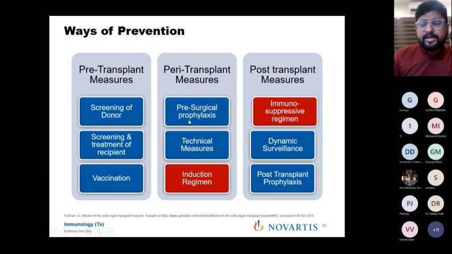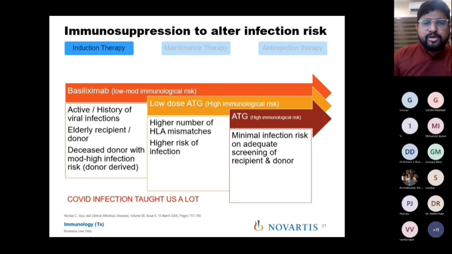Peri-transplant measures: antibiotic surgical prophylaxis and technical measures to be taken into account. In post-transplant measures, dynamic surveillance and post-transplant prophylaxis for infection, as discussed in the previous talks, are important. Today's topic is mainly on immunosuppression, so I'll be dealing with only two parts of it, that is induction regimen and immunosuppressive regimens. When you come to induction therapy, maintenance therapy and anti-rejection therapy, the first phase is induction therapy. The most commonly used drugs in our clinical practice are two, basiliximab and ATG. I have not touched upon alemtuzumab in this presentation.